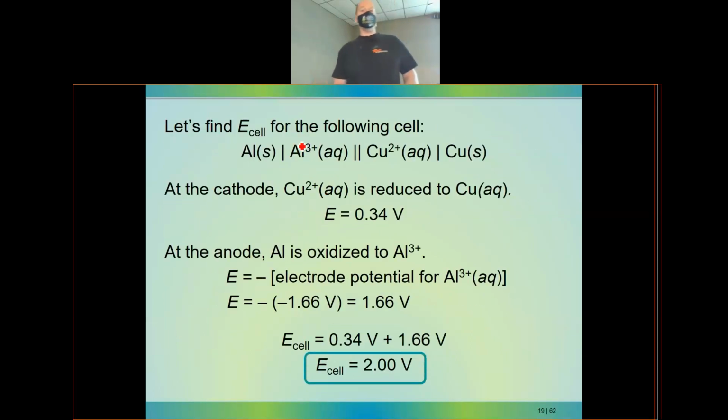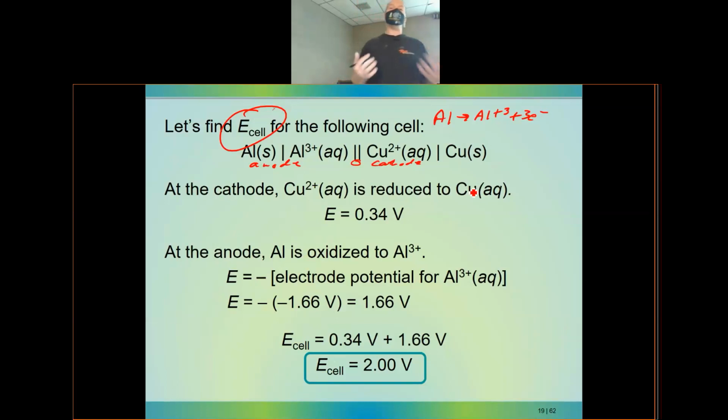Okay, great. So let's find the E cell for this cell notation. The first thing you have to do is write out your two reactions. Remember, you always start with the anode, then you have your salt bridge, and then your cathode. Oxidation is at the anode, reduction at the cathode. So your Al goes to Al plus 3, plus 3 electrons. That's your oxidation half reaction.